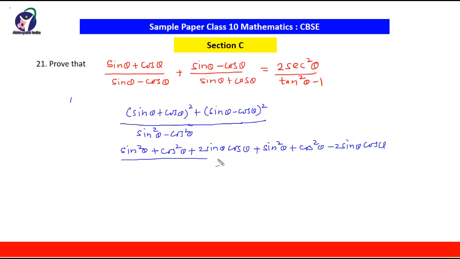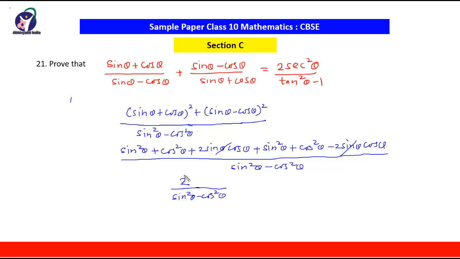upon sin square theta minus cos square theta. Now here this sin square theta plus cos square theta is 1, and this sin square theta plus cos square theta is also 1. So 1 plus 1 will be 2, and the 2 sin theta cos theta terms will cancel out. So it will be 2 upon sin square theta minus cos square theta.